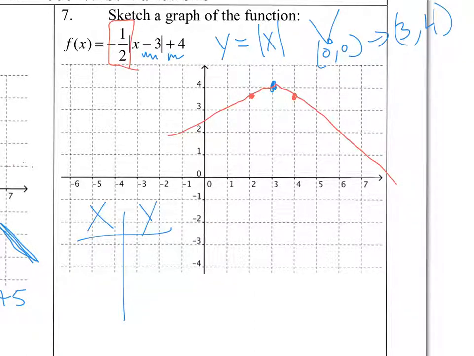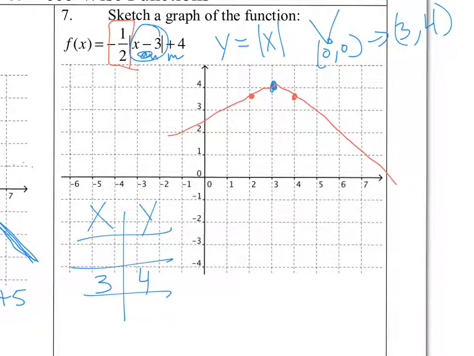A general rule of thumb is start with what makes the inside equal to 0. So I'm going to say 3. I'm going to leave a little bit of space above and below it. And when I plug 3 in, I get 4, because 3 minus 3 is 0, and 0 times negative a half is 0, and 0 plus 4 is 4.